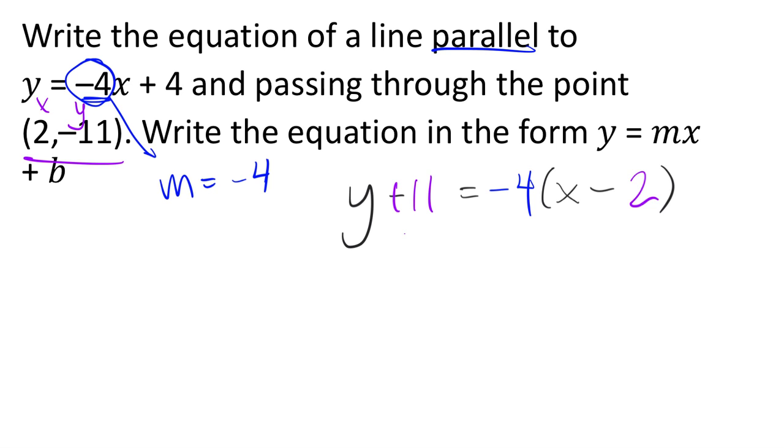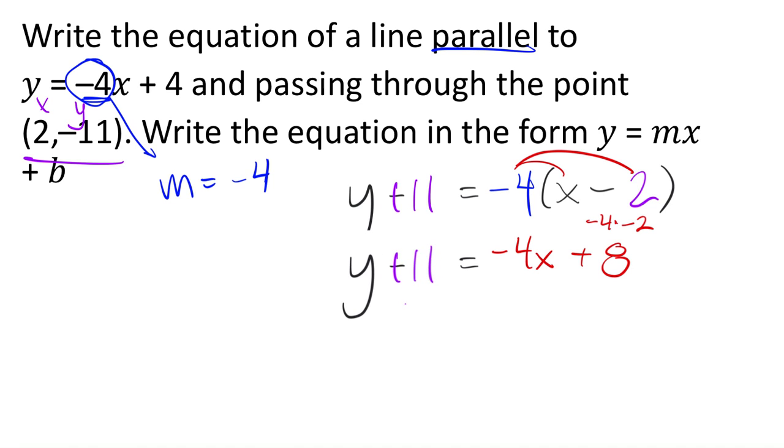At this point, we can distribute our negative 4 into the parentheses, so negative 4 groups of x. 1x would be negative 4x, and this is negative 4 times negative 2, which you'll have to keep in mind because it's going to come out as positive 8 right there. So now we have this new equation, y plus 11 equals negative 4x plus 8.